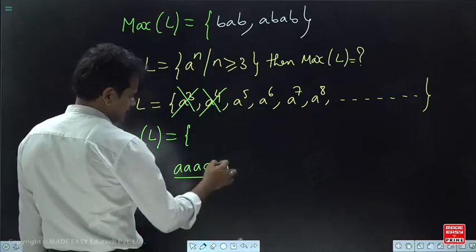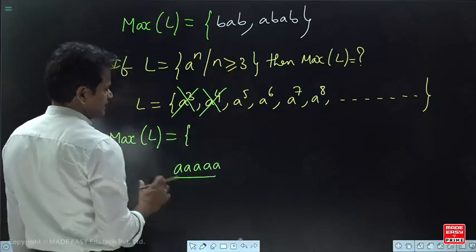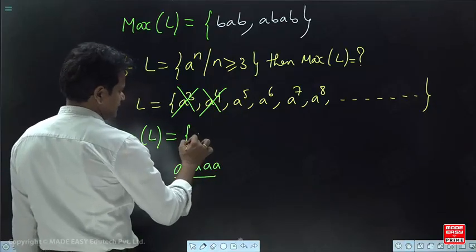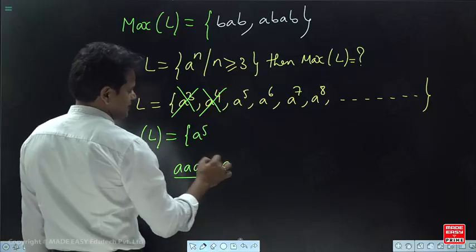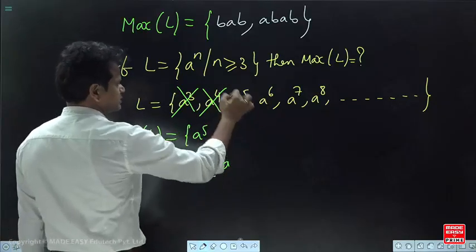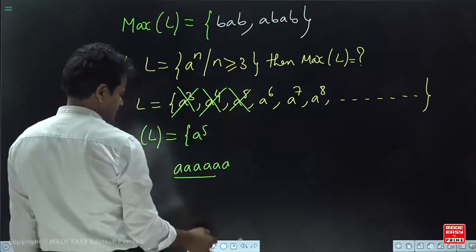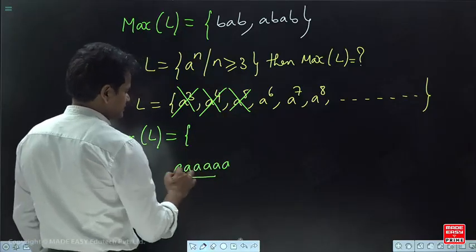Don't take a power 6, a power 5. For a power 5, if I take a power 5 in the maximum of L, let me check: if I attach a power 6 will come. A power 6 is already in this, so don't take a power 5. Okay, don't take a power 5. If I take a power 6 in maximum of L, this is a power 6.